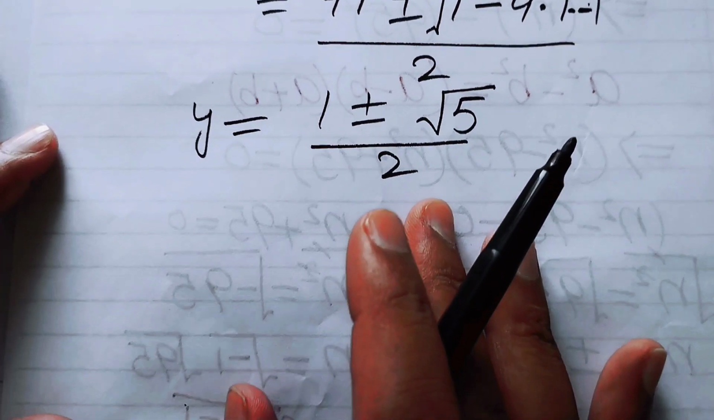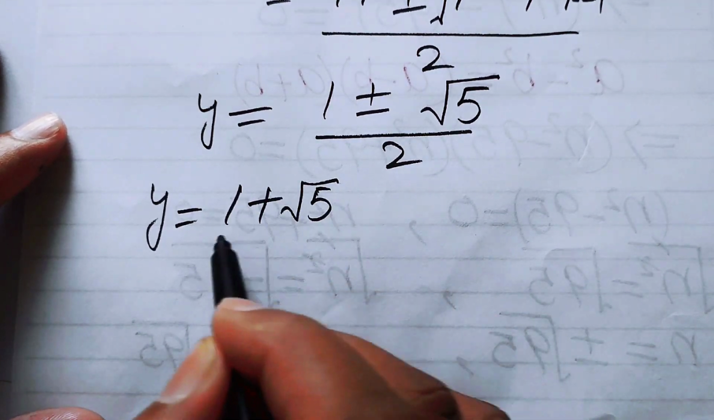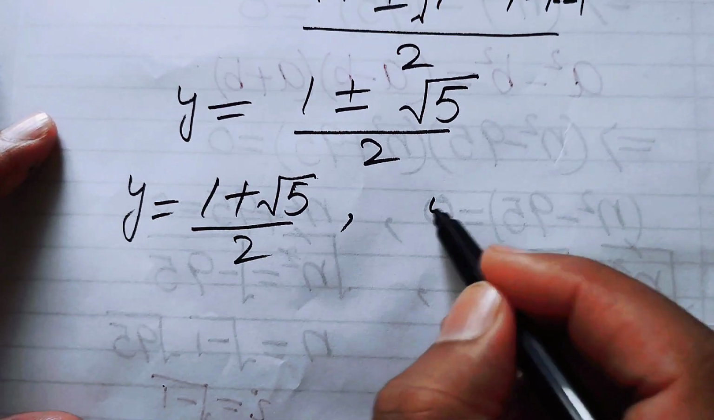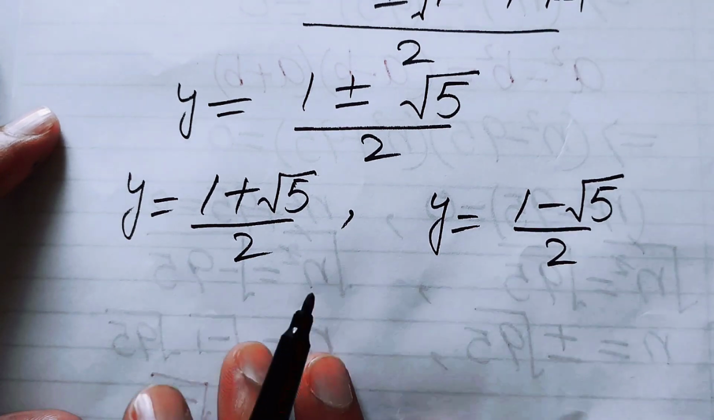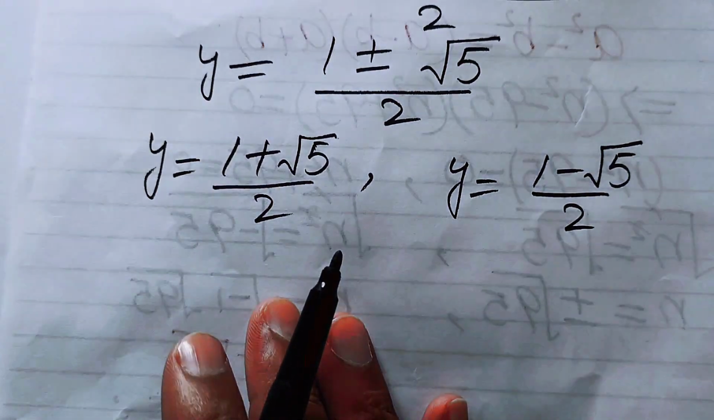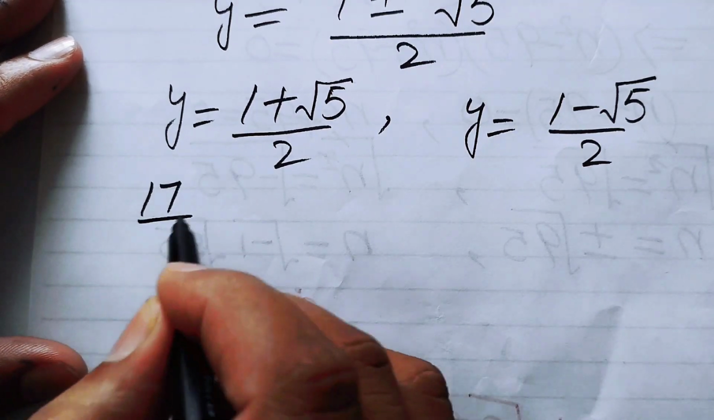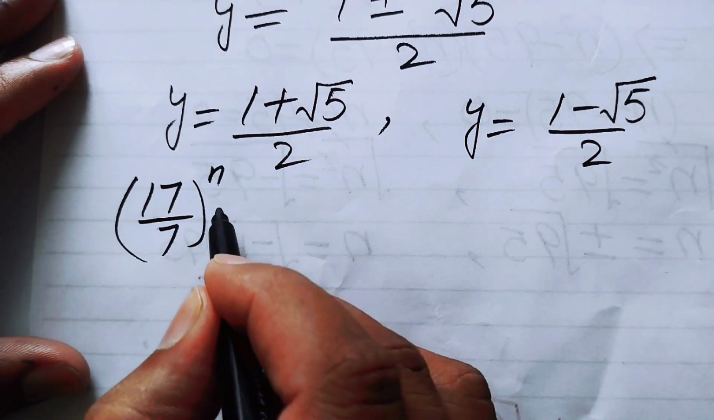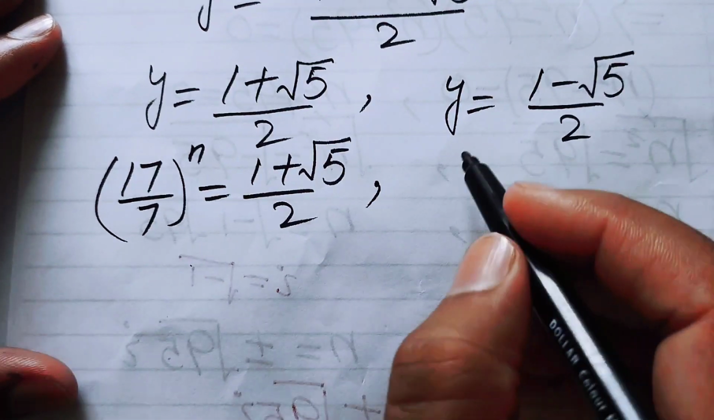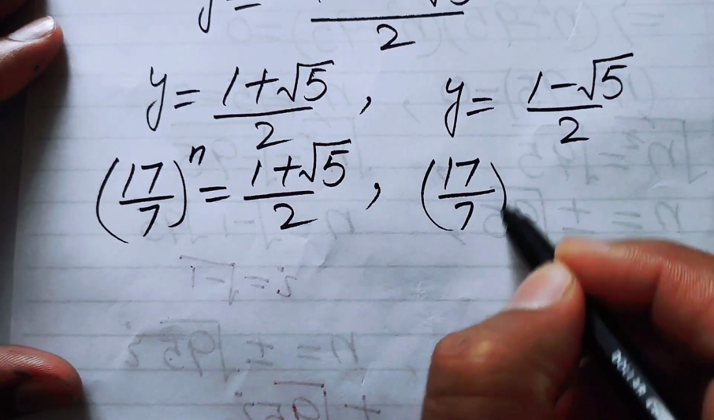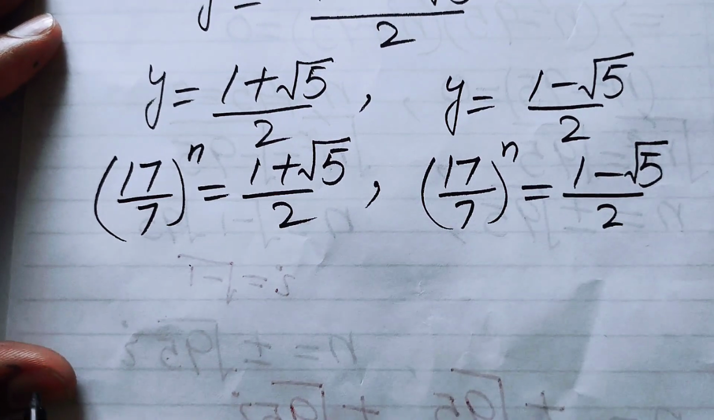And now here we have two cases. The first case is we take y is equal to 1 plus square root 5 over 2, and the other case is we take y is equal to 1 minus square root 5 over 2. And now we back substitute the value of y from the start of the question. We will take y is equal to (17/7)^n is equal to 1 plus square root 5 over 2, and similarly here you put (17/7)^n is equal to 1 minus square root 5 over 2.